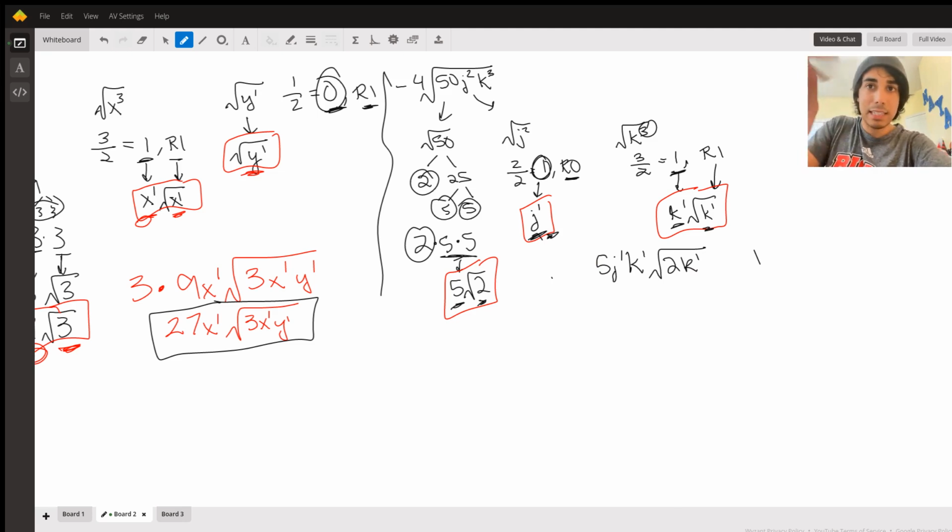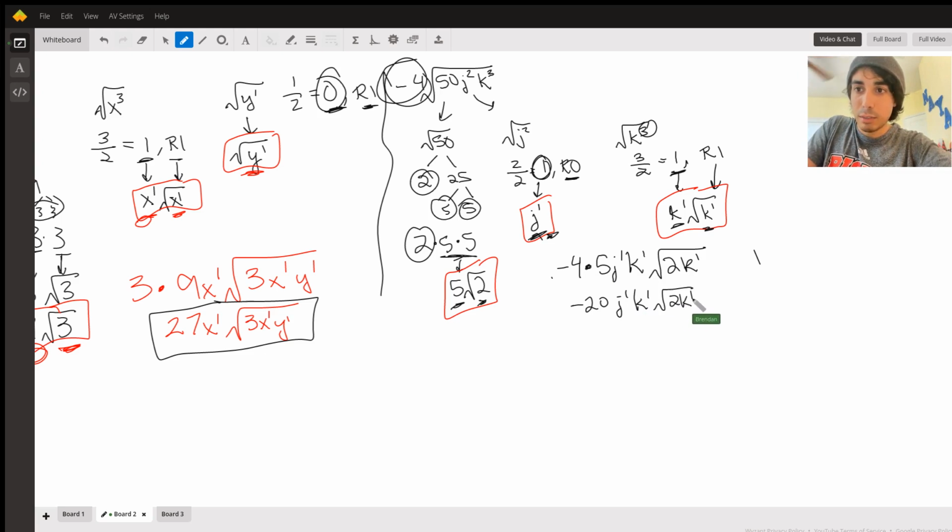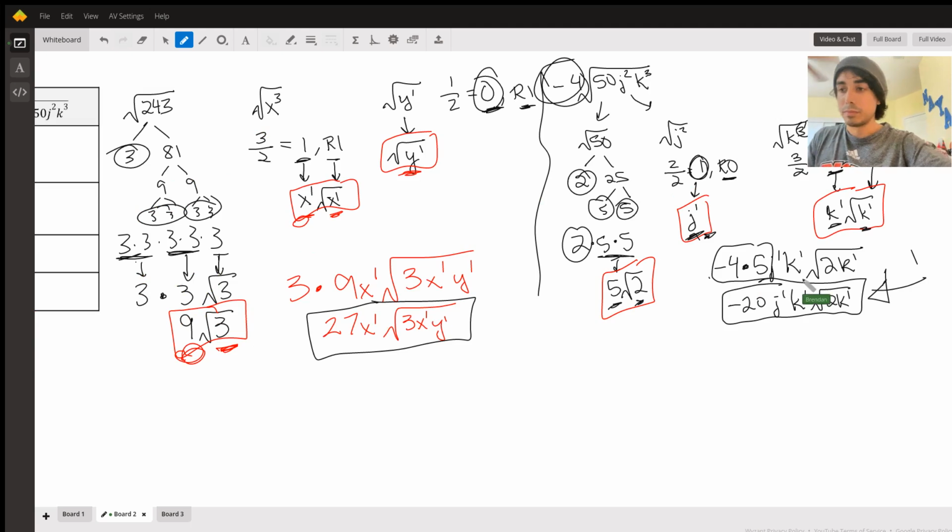Don't forget, very last step, we did have that -4 at the very beginning, so now is the time to multiply it in. Wait until the very end, then multiply in whatever you had on the outside. -4, so we're going to multiply that in. -4 times 5 makes -20. And notice that everything else stays the same. You are only multiplying it by that number that's on the outside. All right, and there is your answer right there.